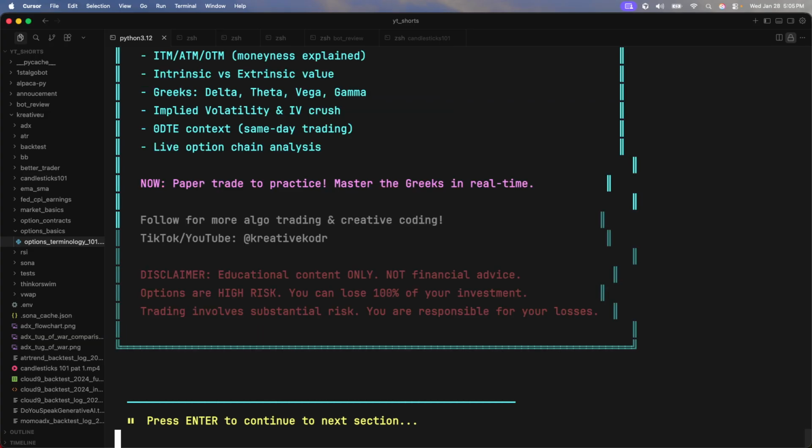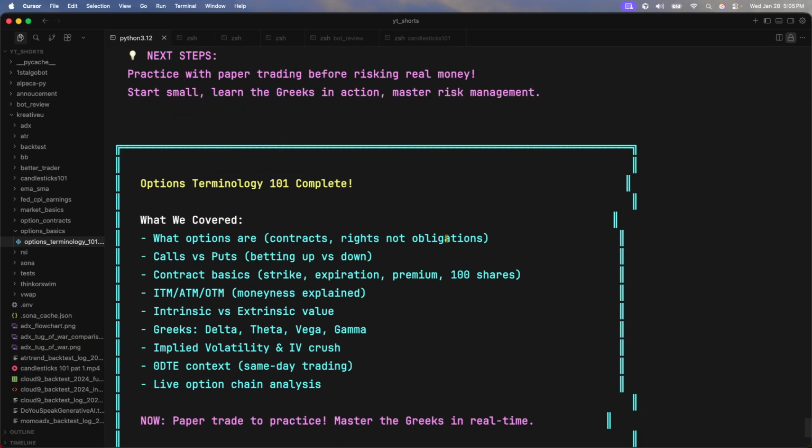So what we see here is everything that we've gone over today, right? Being able to understand what options are, being able to go through calls and puts, contract basics, moneyness explained, the intrinsic values, and our Greeks and 0 DTEs.